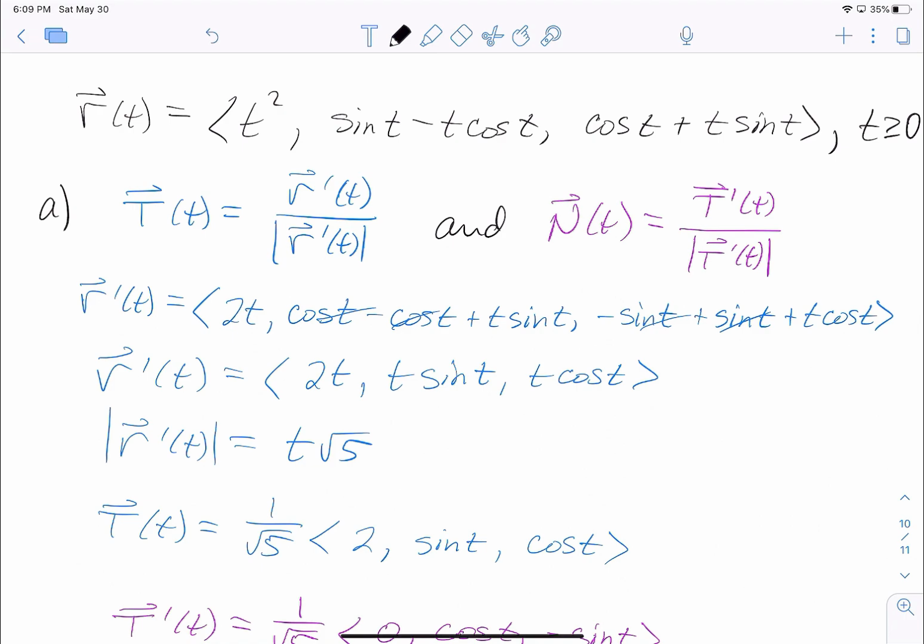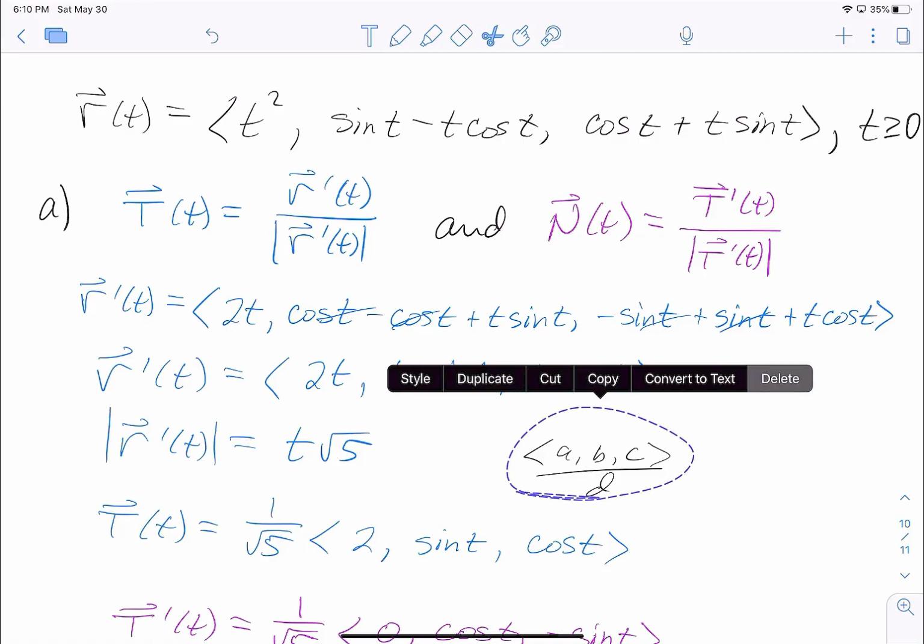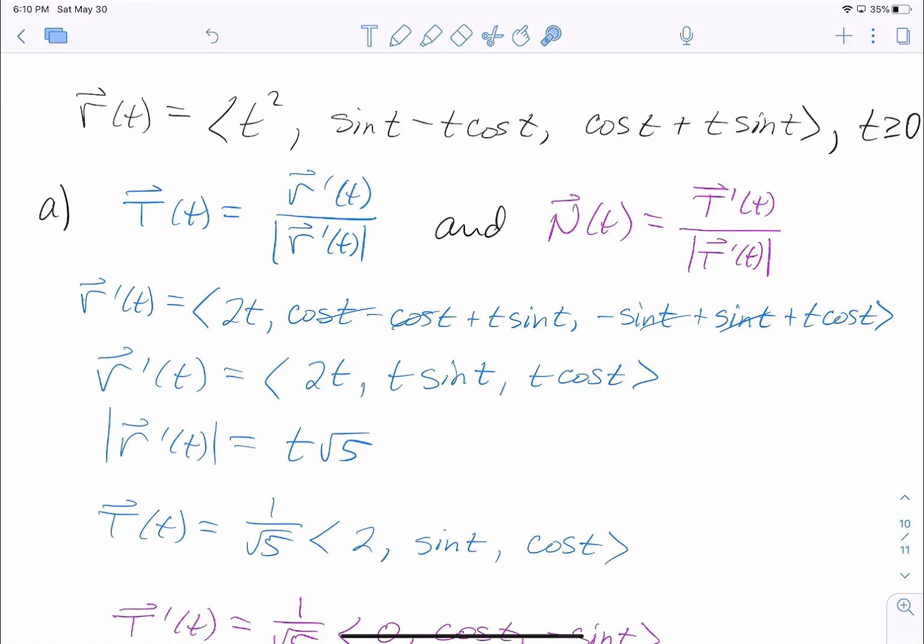It is bad form to write a vector like ⟨a, b, c⟩ divided by some number d. We do not do that. Please, please, please. If you need to divide by something, then multiply it by its reciprocal out in front of the vector, because scalar multiplication is defined, but vector division is not.